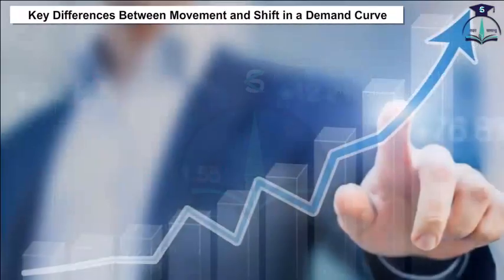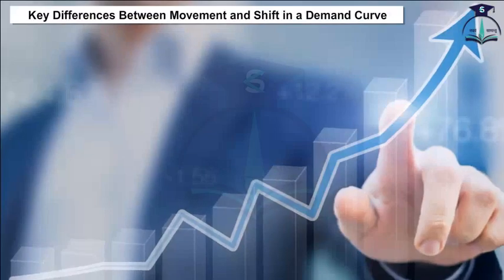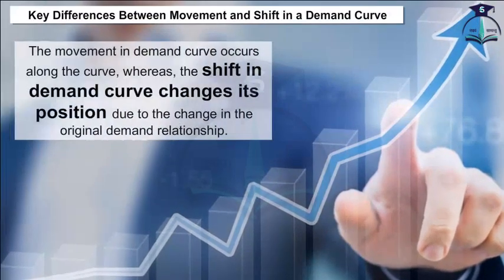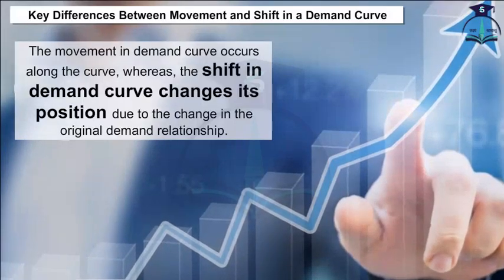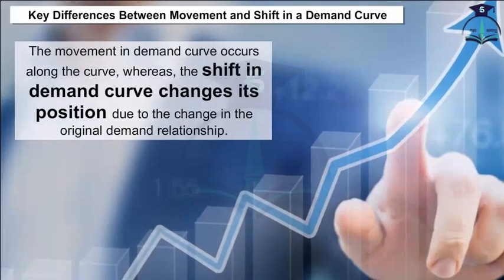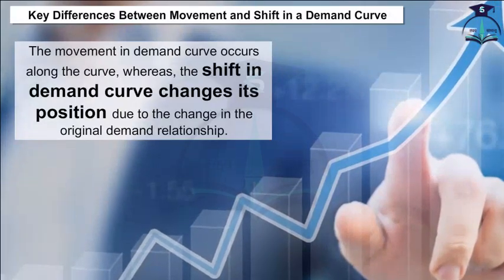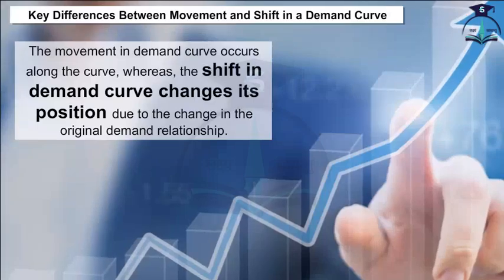Key differences between movement and shift in a demand curve. The movement in the demand curve occurs along the curve, whereas the shift in the demand curve changes its position due to the change in the original demand relationship.